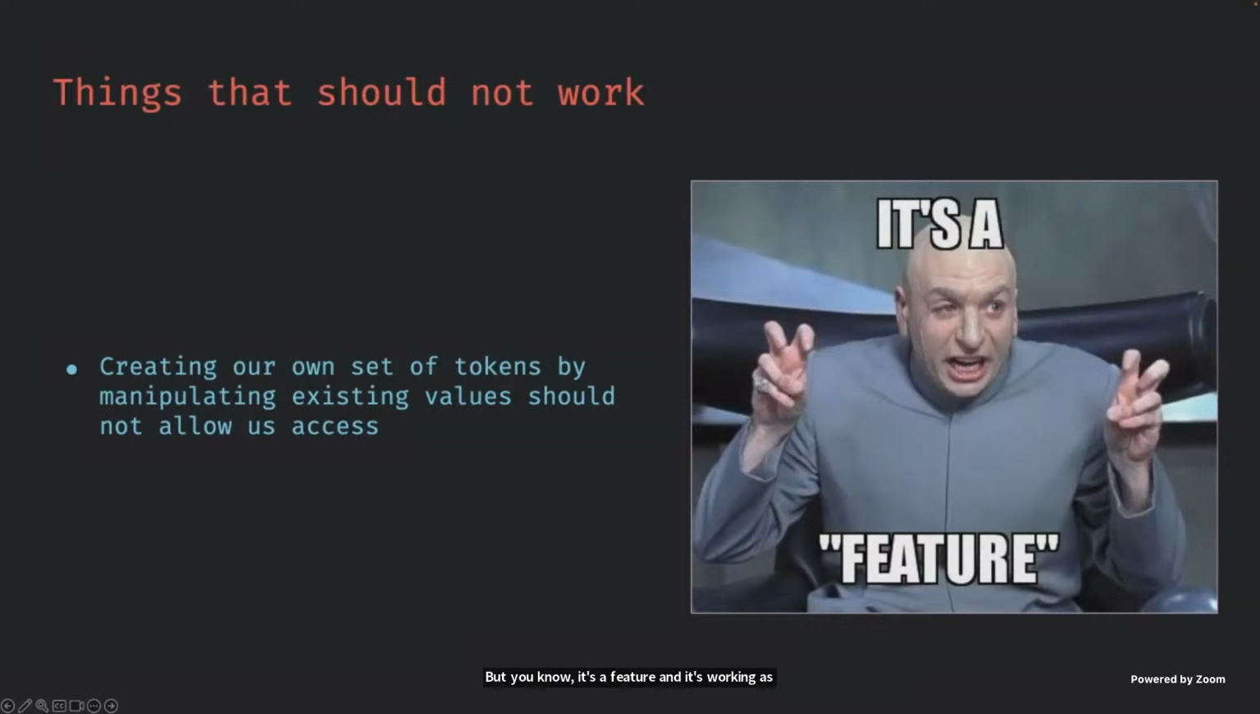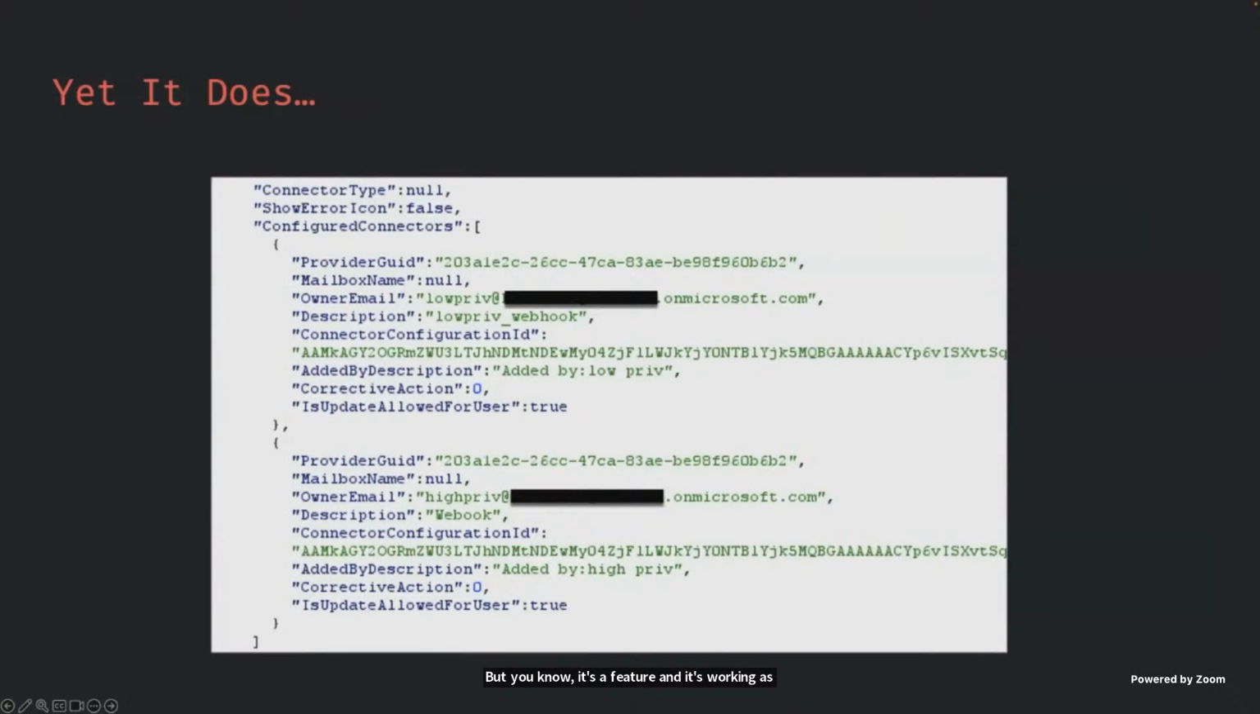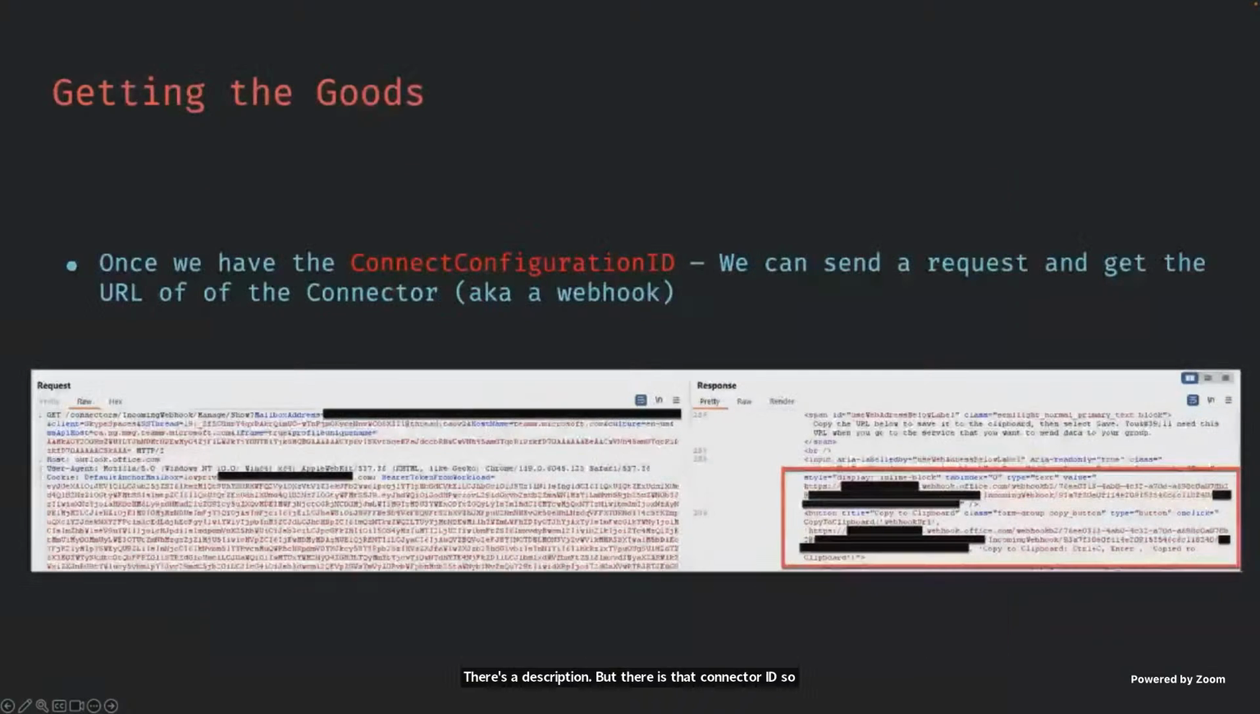So when we do that, as we go through it, we now have the ability to grab the connector information. So you can see who created it. There's a description, but there's that connector ID. So now we have that connector ID, and now we can go and actually start enumerating.